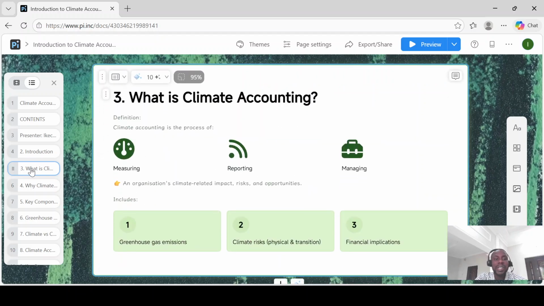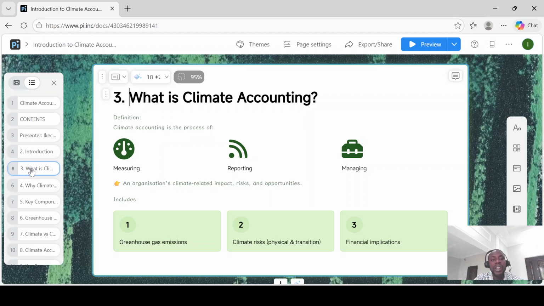What is climate accounting? Climate accounting is the process of measuring, reporting, and managing an organization's climate-related impacts, risks, and opportunities. This includes greenhouse gas emissions, climate risk, which includes physical and transition risk, and the financial implication.